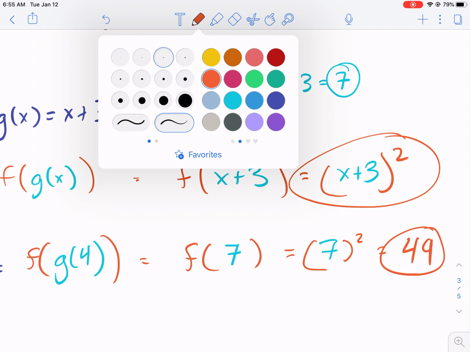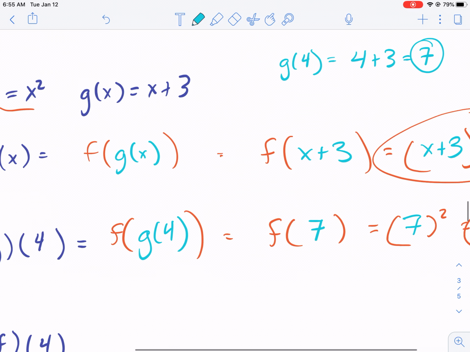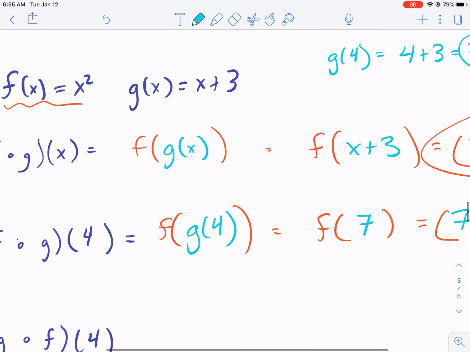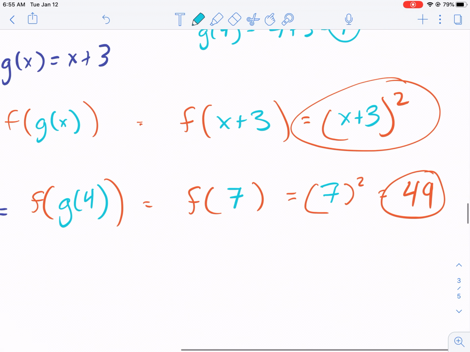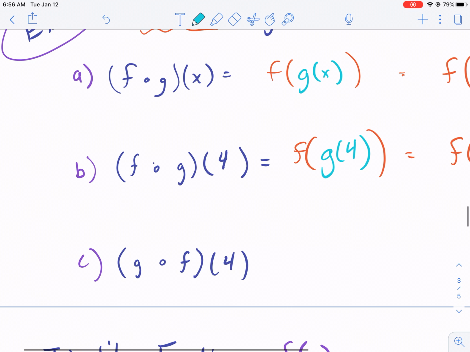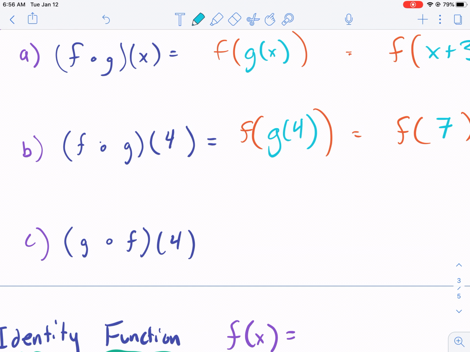Now you can see that another way to do it is first do the composition with x, because if we just plugged in 4 here, okay, we get 4 plus 3 is 7, and then squared is 49. We get the same thing, but I personally prefer this second method, just going straight to it.